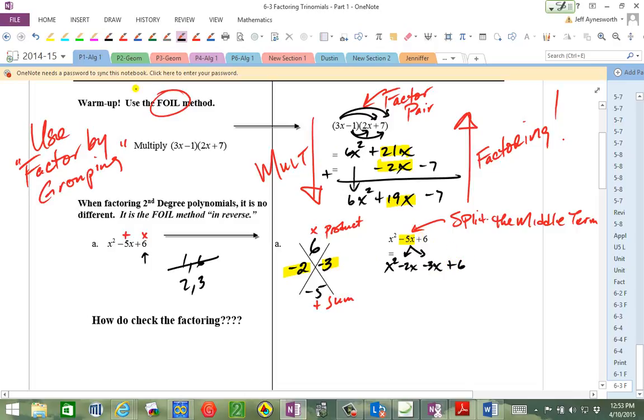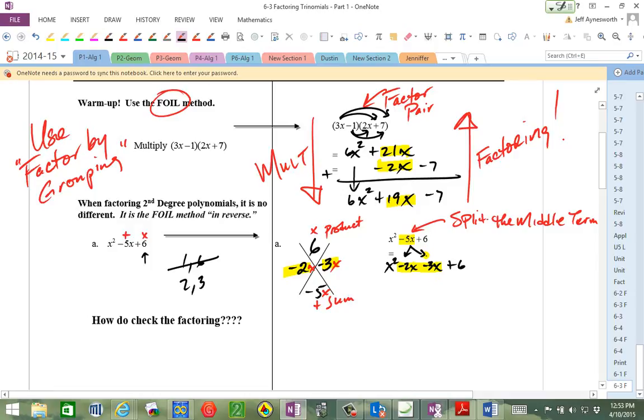Let me highlight this. Now see this right here? That's the splitting that I'm talking about. Minus 2x and a minus 3x is a minus 5x. Just think of it like this: if I just put the x's in, and now you can see it. Okay, negative 2x and negative 3x is negative 5x. That's all I did, I just split it. So I didn't really do anything too fancy.